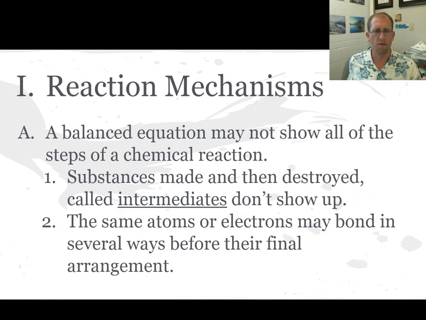Then you need to care about all the stuff in the middle. So what we have to do is understand that there are some substances that are made and then destroyed immediately in the chemical reaction. Those are called intermediates. And so the same atoms or electrons may bond in several ways before their final arrangement in the products. So just understand, we're at this moment going to be looking at intermediates and how things happen.